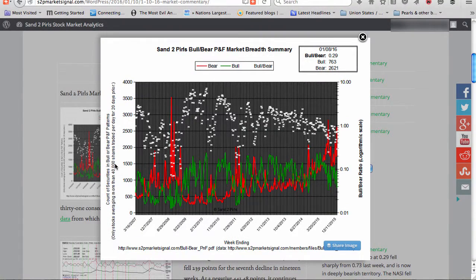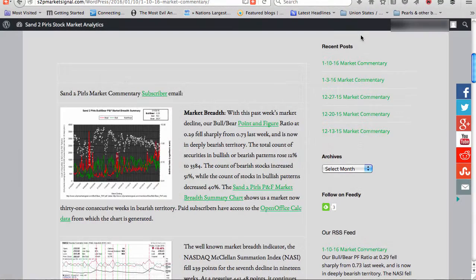Market breadth. With this past week's market decline, our bull bear point and figure ratio at 0.29 fell sharply from 0.73 last week and is now in deeply bearish territory. The total count of securities in bullish or bearish patterns rose 12% to 3,384. The count of bearish stocks increased 51%, while the count of stocks in bullish patterns decreased 40%.